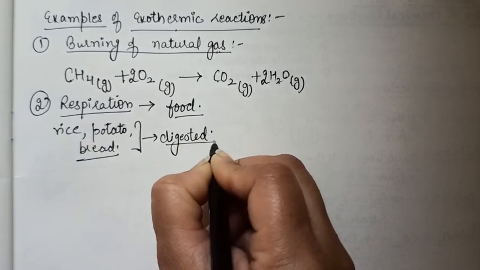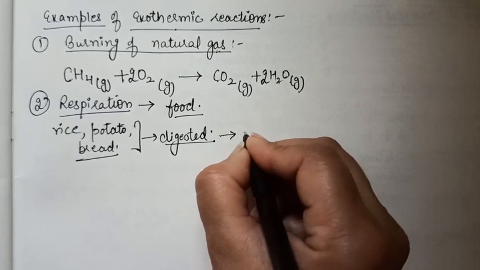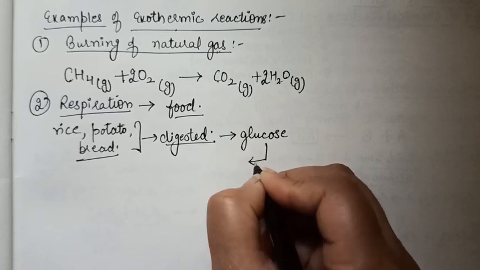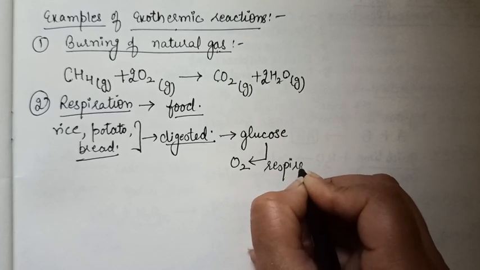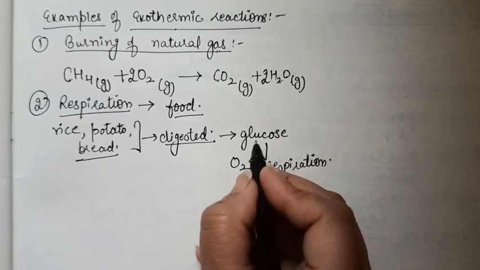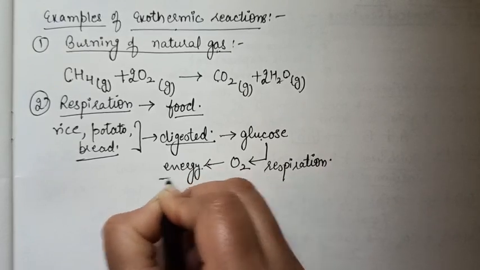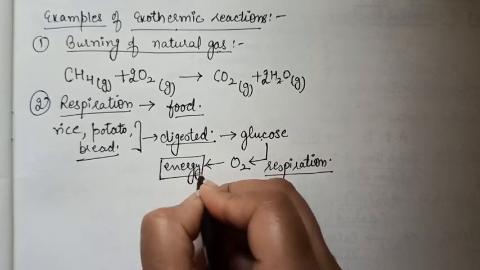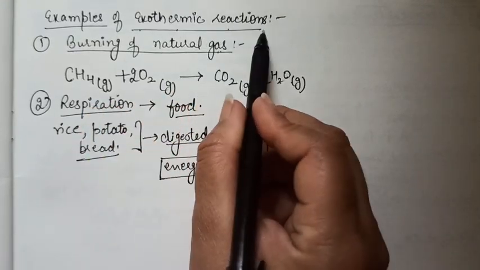Digested means it breaks down into simpler soluble substances. It gets converted into the simpler substance glucose. After that, this glucose reacts with oxygen. This is respiration. The oxidation of glucose to produce energy is called respiration. As in this process energy is released, it is an example of an exothermic reaction.